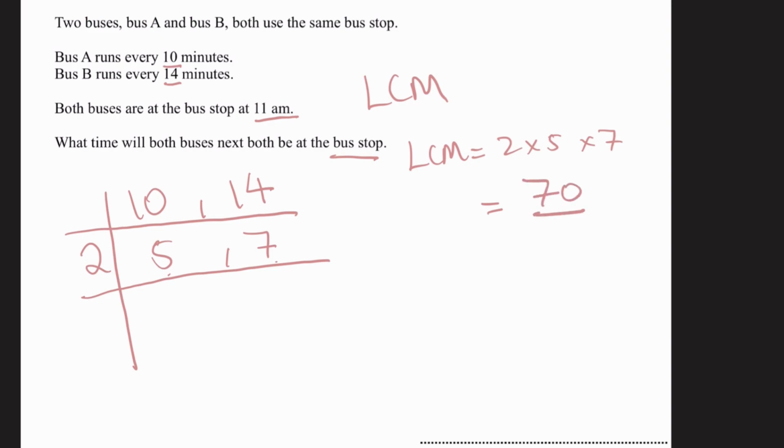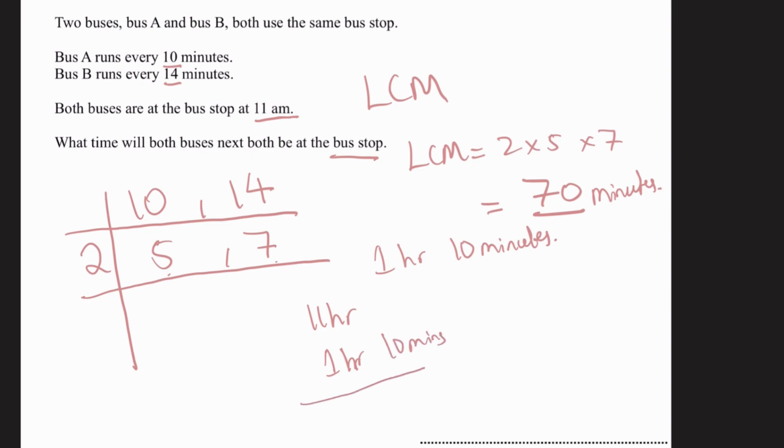But once again, we don't want to have 70 here. We want to have the time in hours and minutes. So 70 can also be written as 1 hour and 10 minutes. So if we do 1 hour 10 minutes plus 11 o'clock, that gets us 12 hours 10 minutes. That means the answer is 12:10.